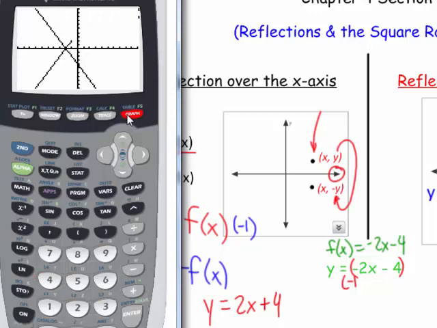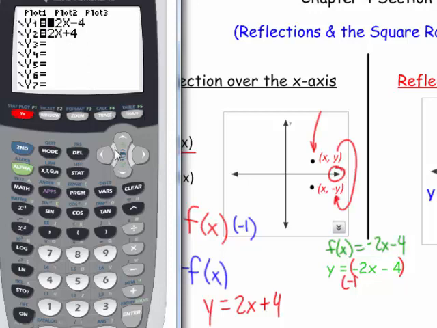And it should reflect over the x-axis. Perfect, right? Imagine this is a mirror. It got reflected over the x-axis. Okay, there's another way to type this in so we don't actually have to calculate what that reflection is.